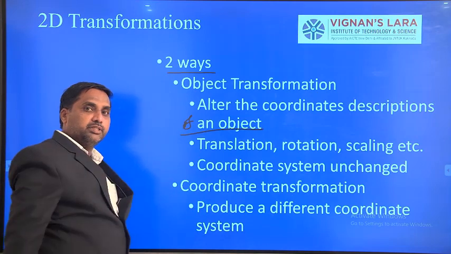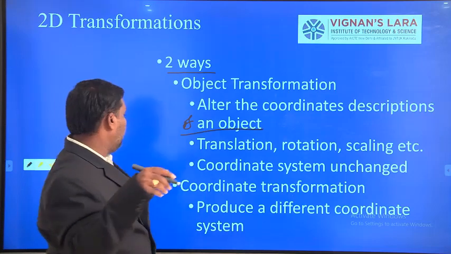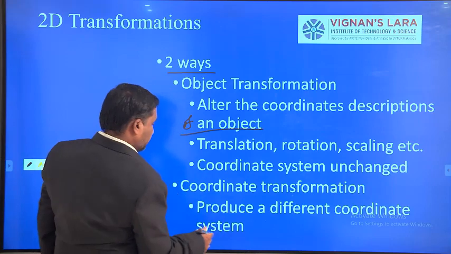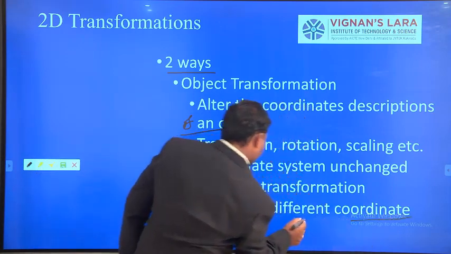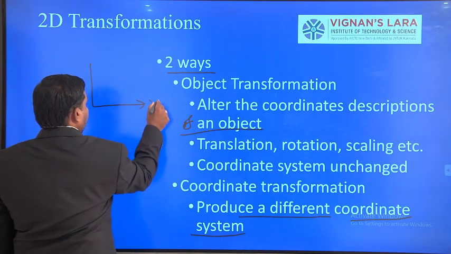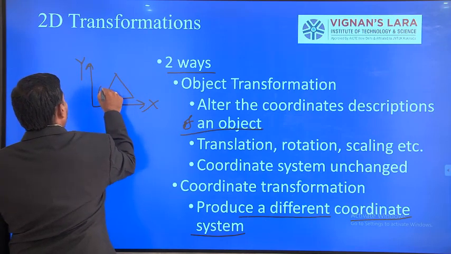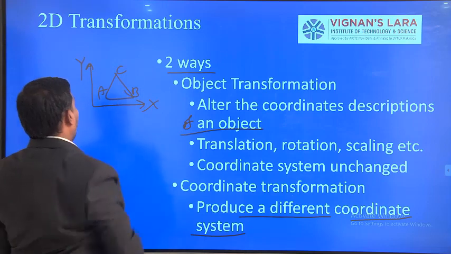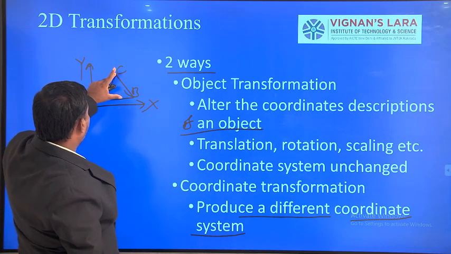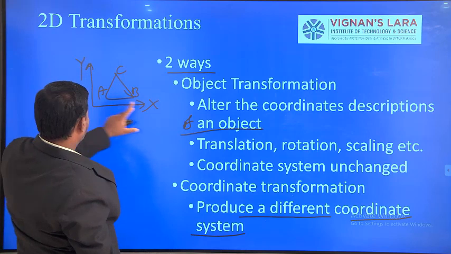That is what I have explained in the previous triangle example. Now, coordinate transformation. That means we have to produce a different coordinate system. Suppose in the previous example I have taken the XY coordinate system for the triangle ABC. So suppose I want to translate this one to another location. Then there is no need to transform the ABC coordinates. Just transform these XY lines.